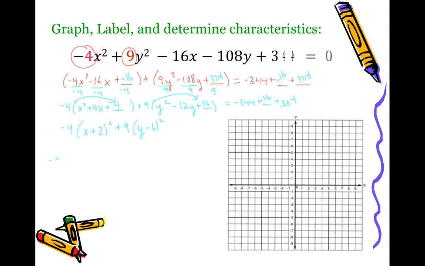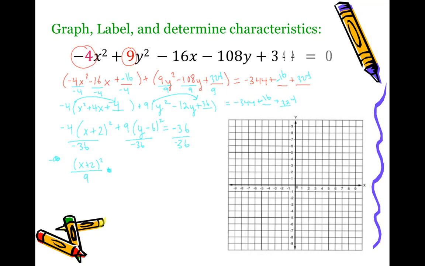So you've got, oh, I forgot, I need to write this here. So negative 344 plus, nope, minus 16 plus 324. I got negative 36. So I've almost got it. My last step is just going to be to divide by that negative 36. Negative 4 divided by negative 36 is positive 1 over 9.